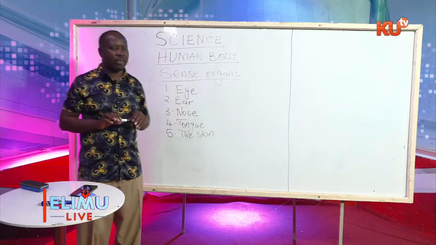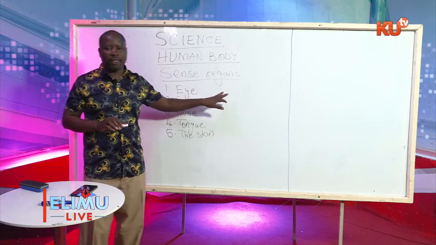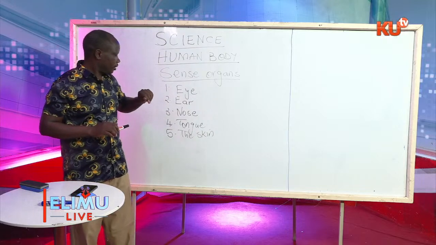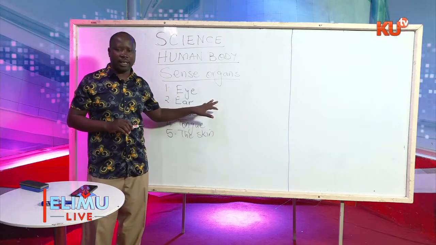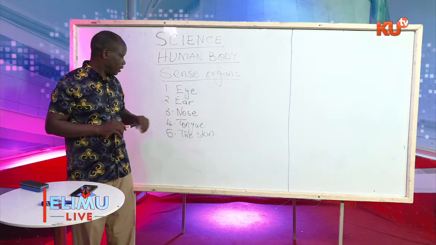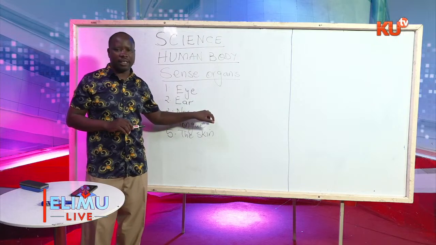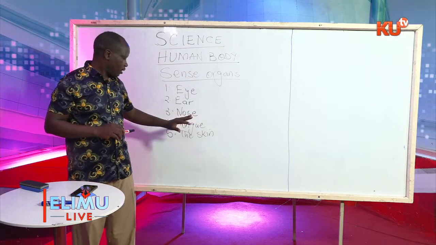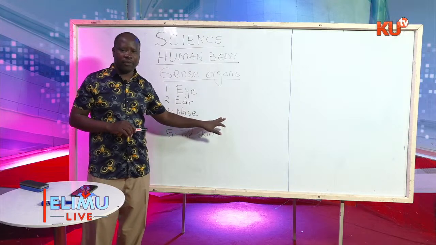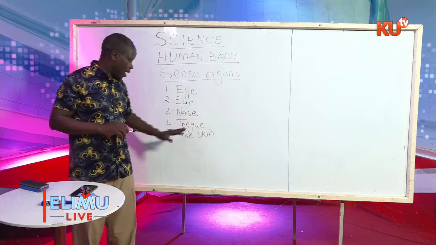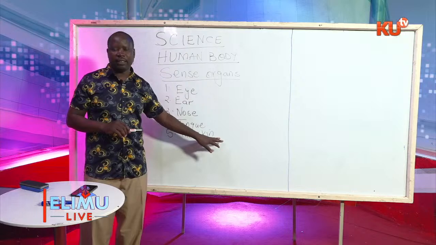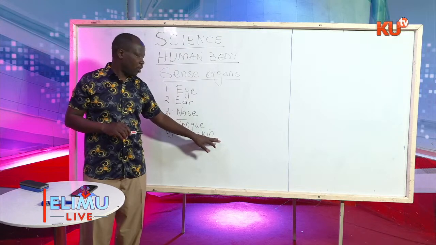We have seen the first one. The eye is the first sense organ. Then the ear is the second sense organ. The nose is the third sense organ. The tongue, the fourth sense organ. And the skin is the fifth sense organ.